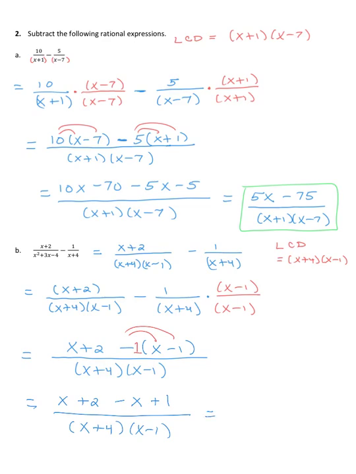It turns out that all the x's in the numerator cancel, and we're left with 2 plus 1, which is 3, all divided by x plus 4 times x minus 1. And this is my final answer.